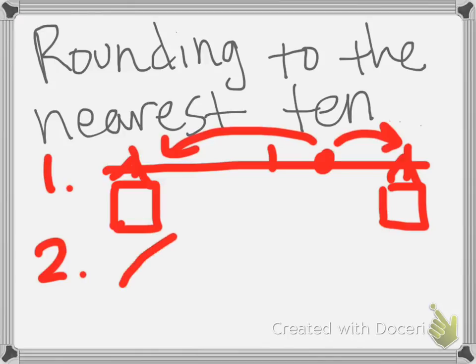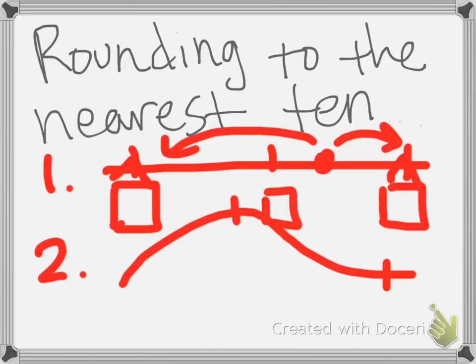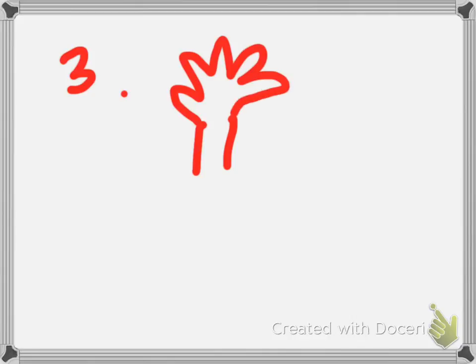The second strategy is a roller coaster number line, and you're a roller coaster car. Which 10 would you roll to? And then the third strategy is the balloon strategy. So think of your hand holding balloons, and whatever the number is, let's say it's 16, let go of all of those fingers. So if it's above 5, your balloons are gone and you're going to round up.